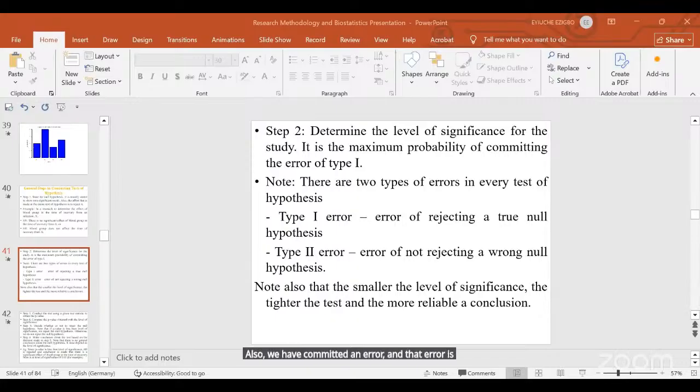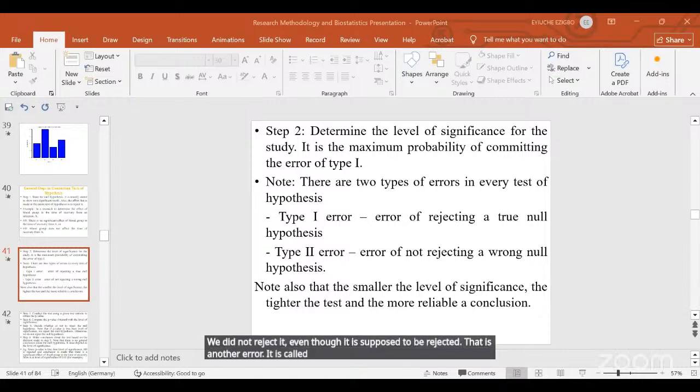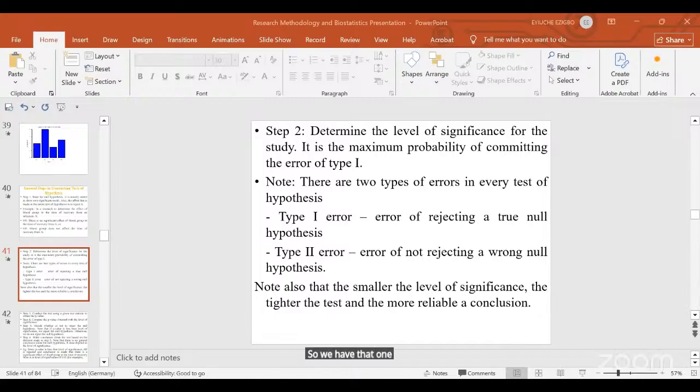And that error is what? Error of type 1. Then the other type of error is error of type 2. When we fail to reject a null hypothesis when it is what? Supposed to be rejected. We did not reject it, even though it is supposed to be rejected. That is another error. It is called error of what? Type 2. So we have type 1 error and type 2 error.